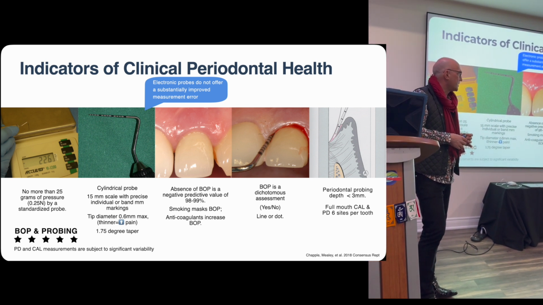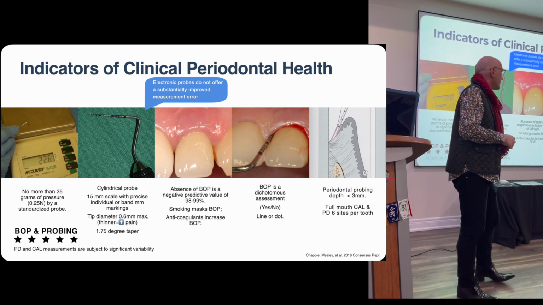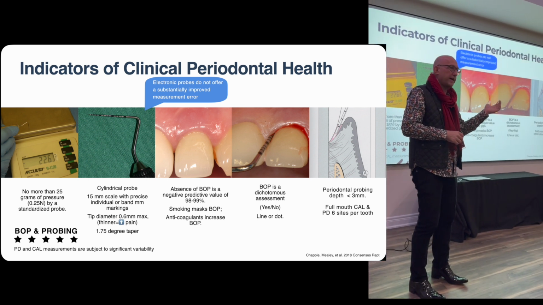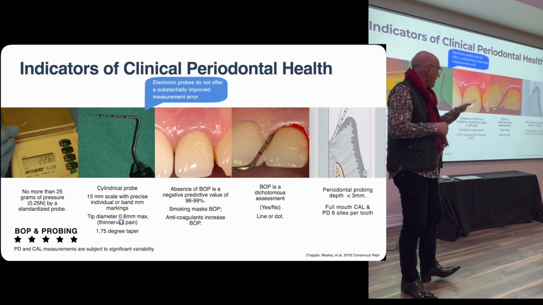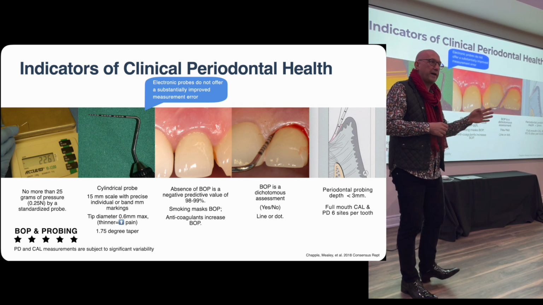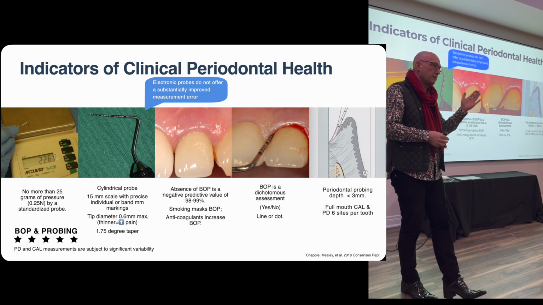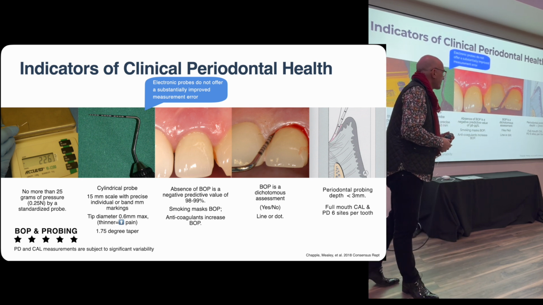And you can record bleeding on probing two ways. You can do it as a dichotomous thing where it's yes or no, like there's bleeding yes, bleeding no, or you can have a line of bleeding if you want to record that. We don't do that here. We just do the points, the individual points of bleeding.